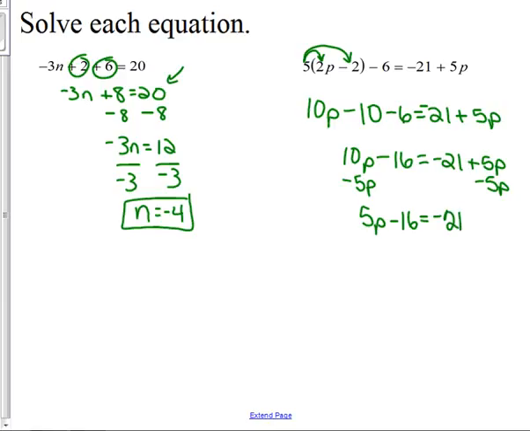We also have numbers on the wrong side. The negative 16, I'm going to add 16 to get rid of that. And when we do that, you end up with just p's on one side and just numbers on the other. So we can divide to get p is equal to negative 1.